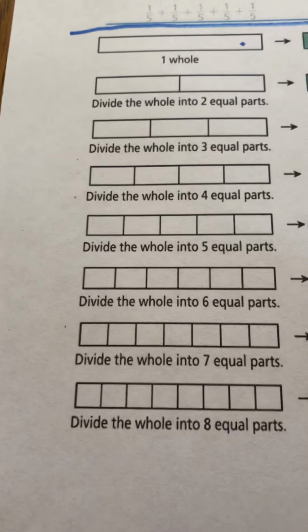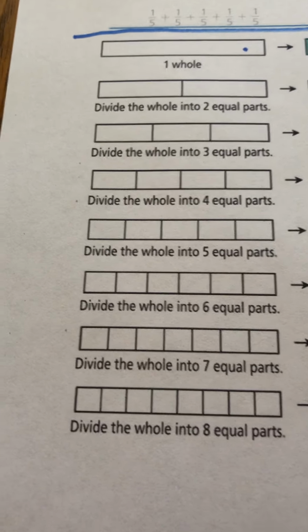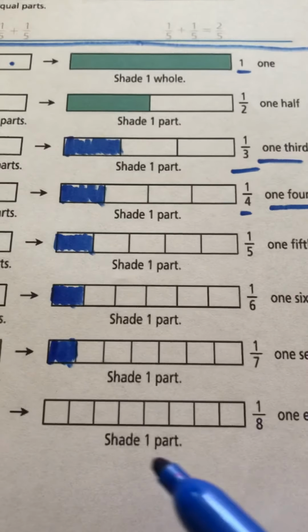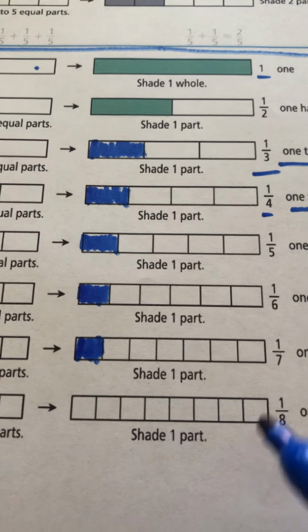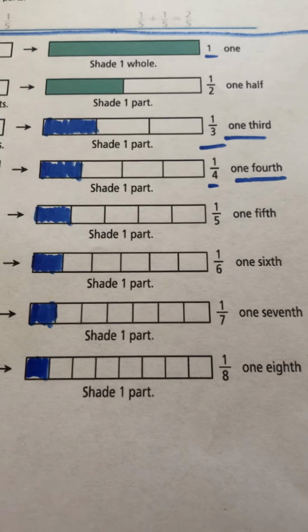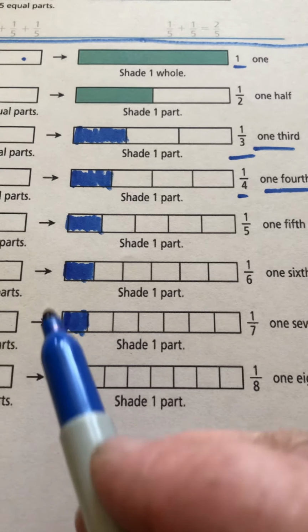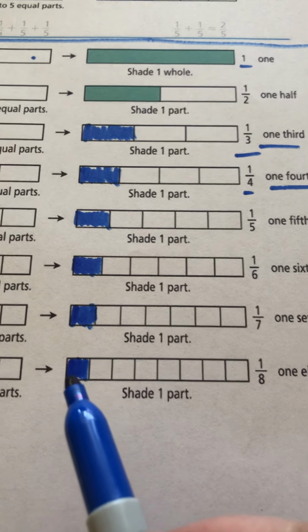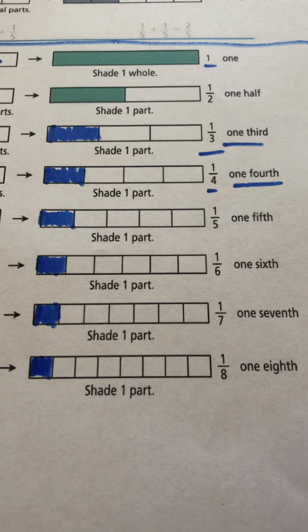Okay, come over here, divide the whole into 8 equal parts. 1, 2, 3, 4, 5, 6, 7, 8. We're going to shade one part. So we have shaded 1/8 of, this is so hard, I'm sorry you guys, we've shaded 1/8 of the whole.